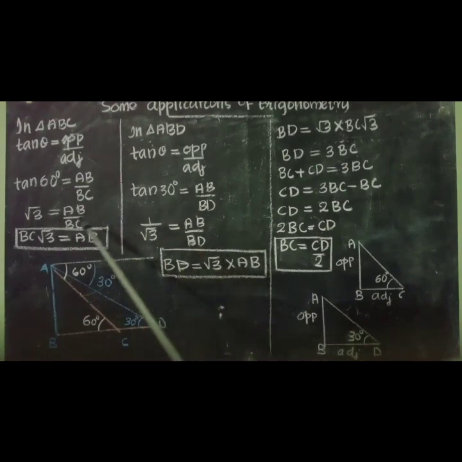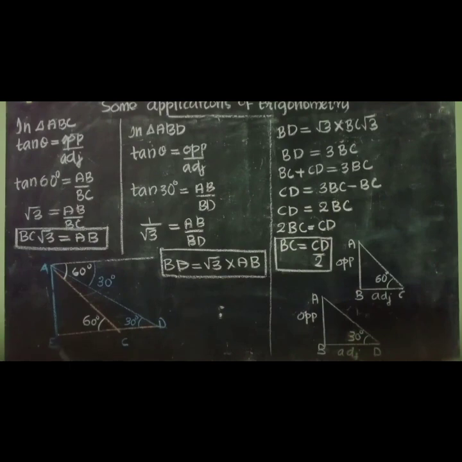Now, we can see here this AB equal to BC root 3. So, this AB we can replace by BC root 3. So, BD equal to root 3 into BC root 3. Root 3 into root 3 is 3. So, we get BD equal to 3BC.